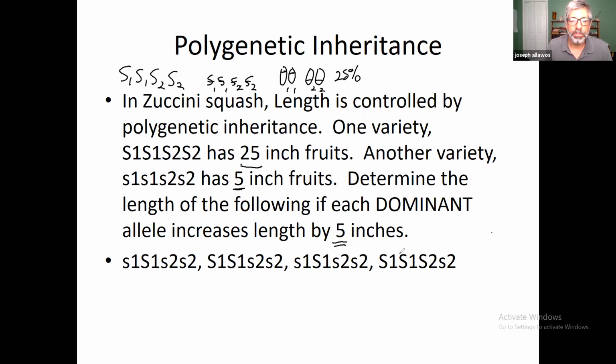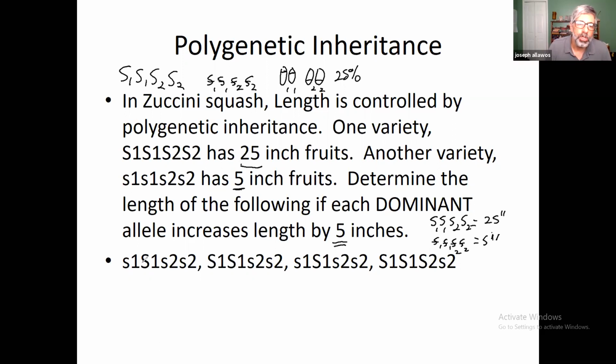Now, here's the thing that you have to understand. There are parameters in which you must work, okay? What is the longest that the squash can be? If it's homozygous dominant all the way across, all big S's, then it has 25-inch fruits. That's as long as it can be, okay? What's the shortest it can be? Well, it tells you in the problem, if it's all homozygous recessive, it only has 5-inch fruits. So let's write that out just to remind ourselves. Within those parameters, you must work, and it says each dominant allele increases length by 5 inches.